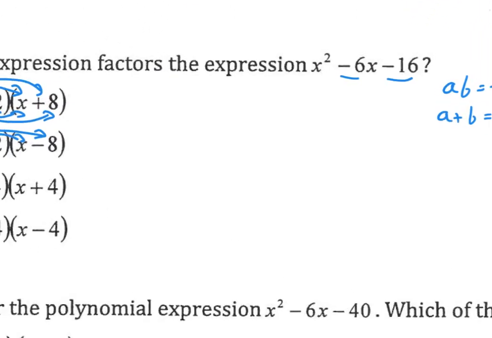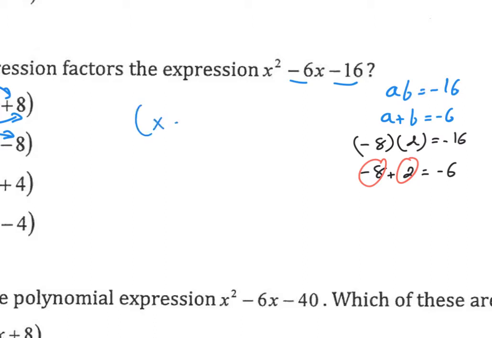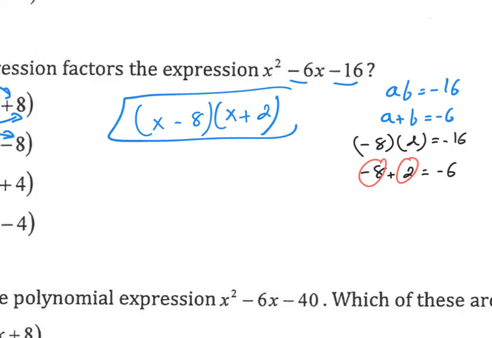So we can just find two values whose product is negative 16 and whose sum is negative 6, right? And you can see that negative 8 times 2 will give me negative 16, and negative 8 plus 2 will give me negative 6, which is exactly what we need. So the numbers we're looking for are negative 8 and positive 2. So the answer will be x minus 8 times x plus 2.